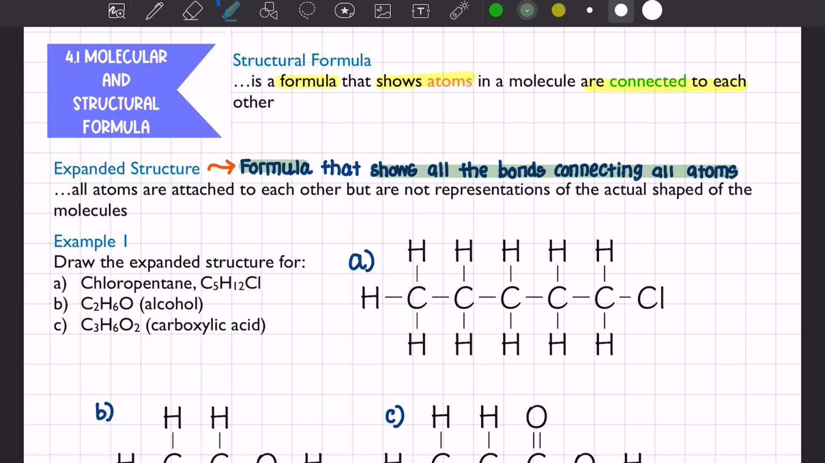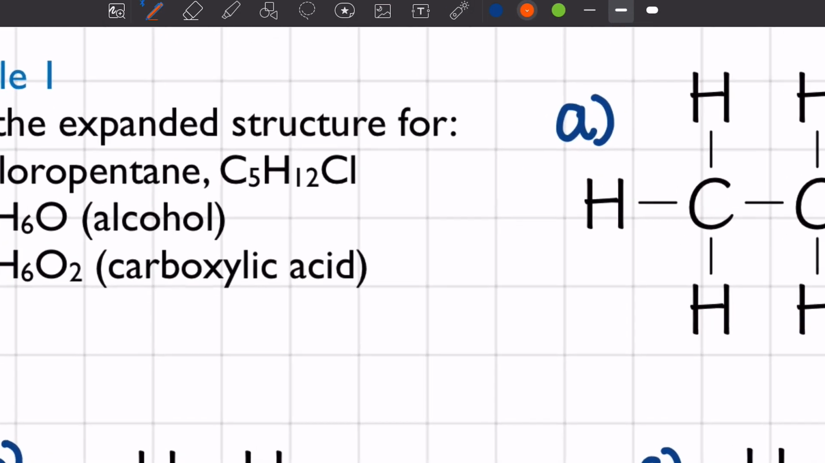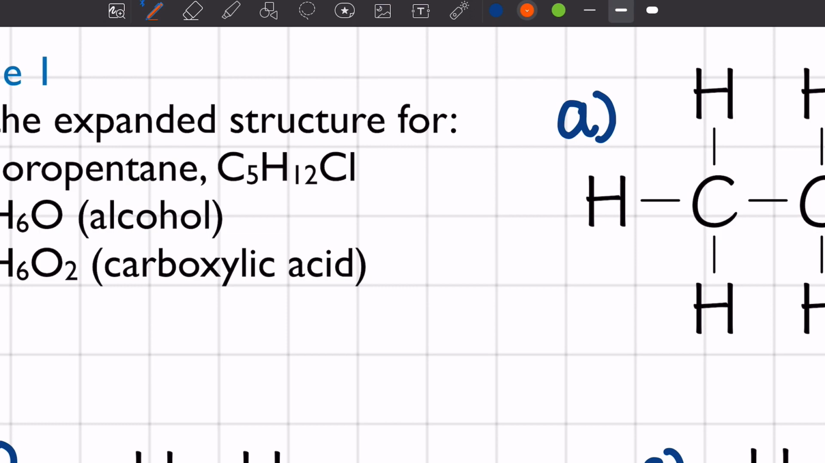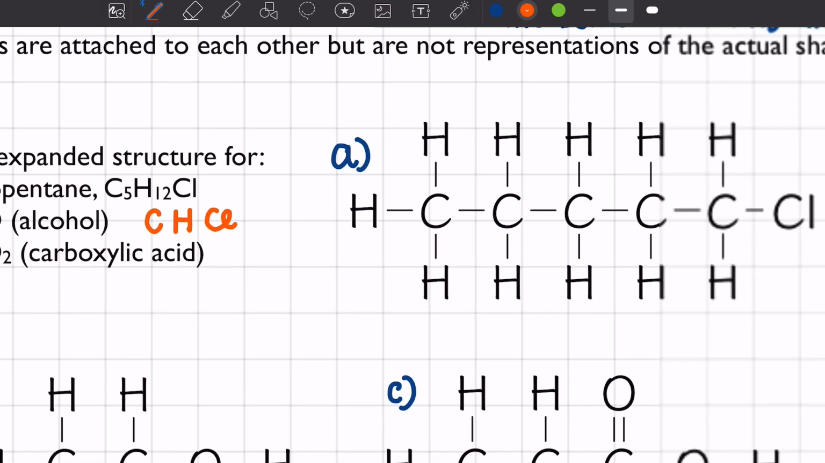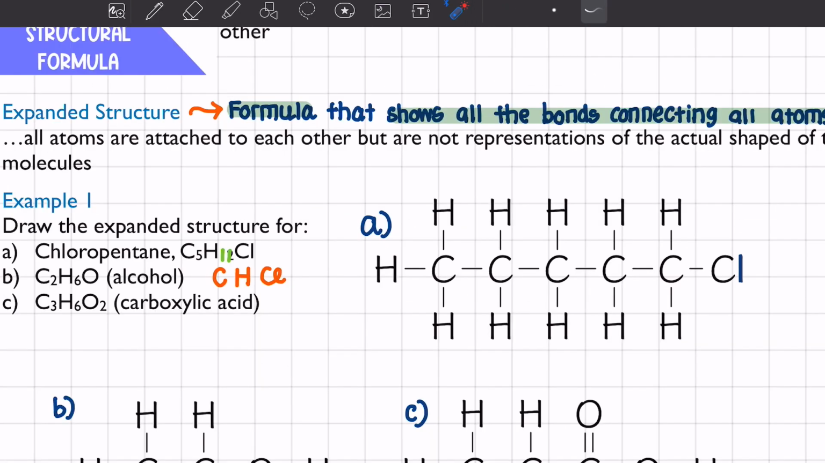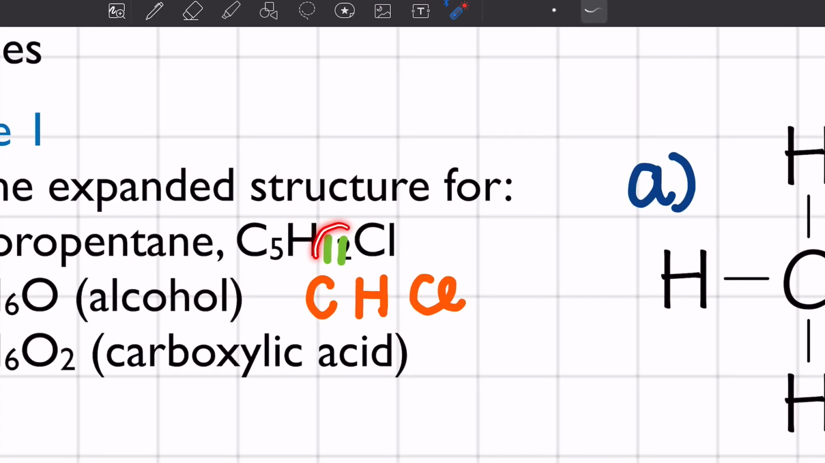Okay, cuba tengok example 1. We have chloropentane. So, madam ada tips dekat sini. First, bila kita nak lukis structure, we start with C. Next is hydrogen. Lepas tu barulah atom selain carbon and hydrogen. Okay, so let's have a look at chloropentane first. Tapi sebelum tu, minta betulkan dalam nota. Hydrogen, bilangan hydrogen adalah 11 bukan 12.